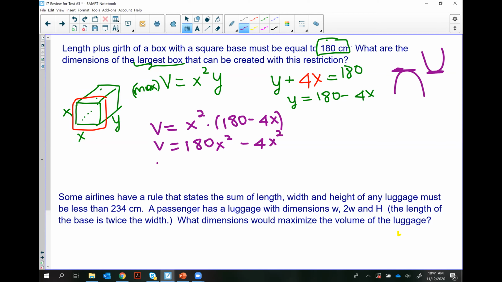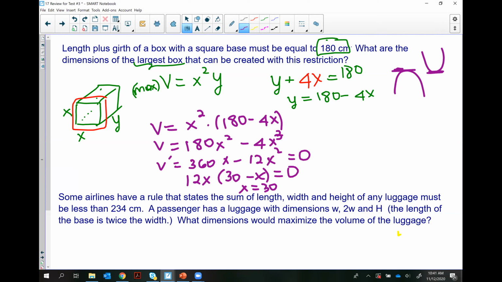So let's do that. So let's take v prime. Sorry, that's x cubed over there. So x squared times 4x is 4x cubed, right? So we have 180x squared minus 4x cubed. The derivative is 360x minus 12x squared, set equal to 0, and solve for x. Let's take out a 12x from both of them. So here we're going to have 30 minus x. So x equals 0 or 30, but 0 will give us no box at all. So let's go with the answer x equals 30.